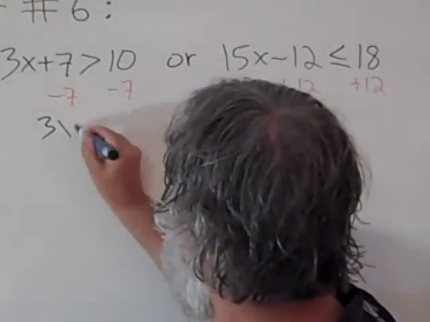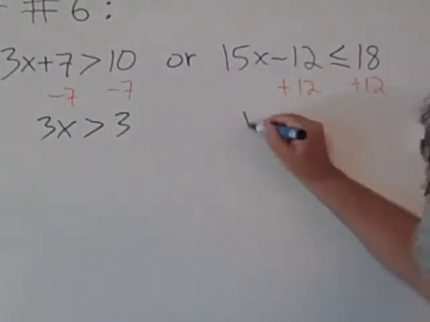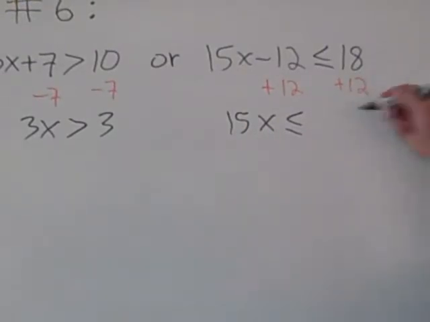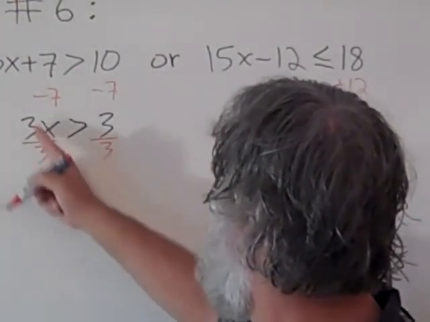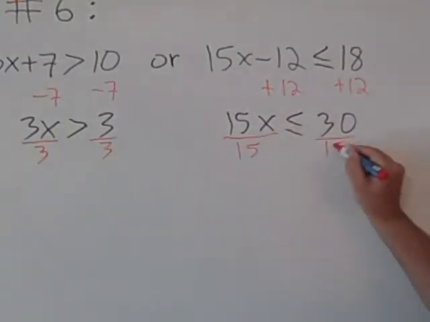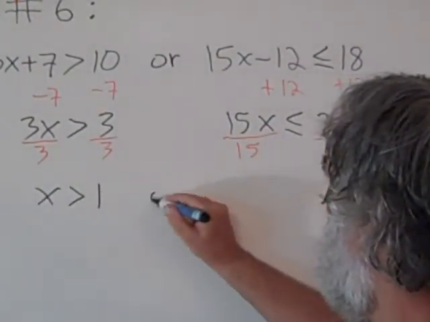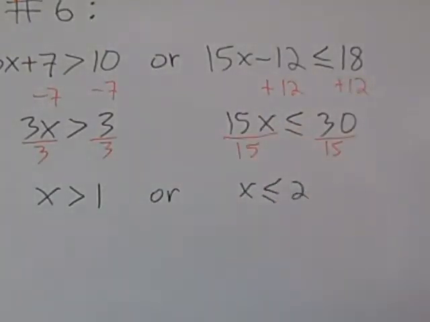So we have 3x is bigger than 10 minus 7, which is 3. And here we get 15x is less than or equal to 18 plus 12, which is 30. Now to finish solving these inequalities, we divide both sides of this one by 3 to cancel out the coefficient of x. This one we divide both sides by 15 to cancel out the coefficient of x. This results in x being bigger than 1, or x is less than or equal to 2.